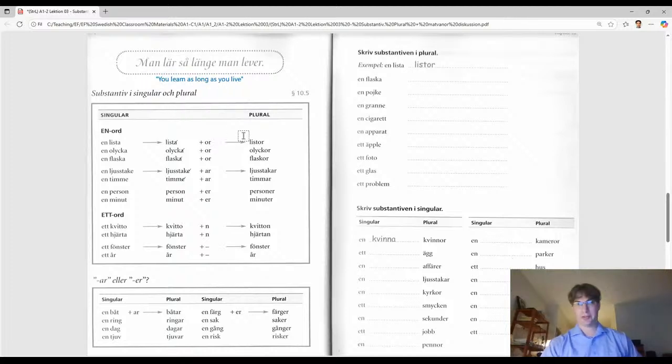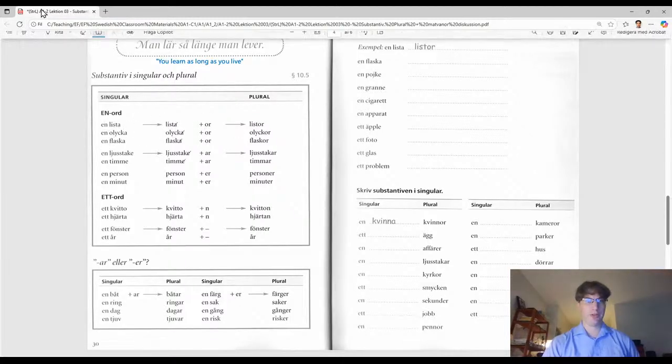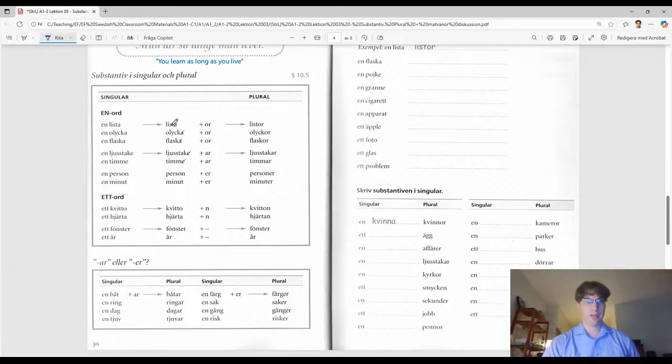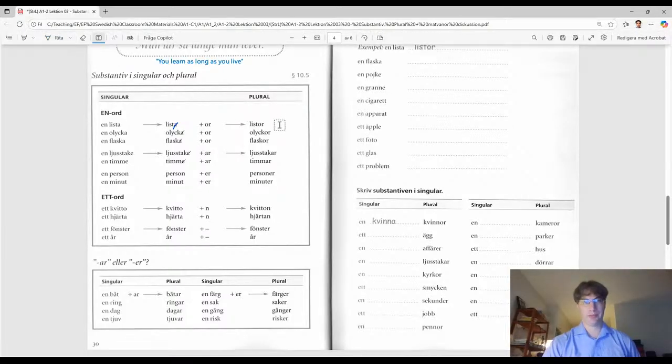One of those good old sayings. And then we have some examples of what we looked at before here. We have the N words, the group 1 with the OR. How you shift that: you strike the A from the first indefinite singular, and then you add OR. So en lista becomes listor. And that means, of course, lists.